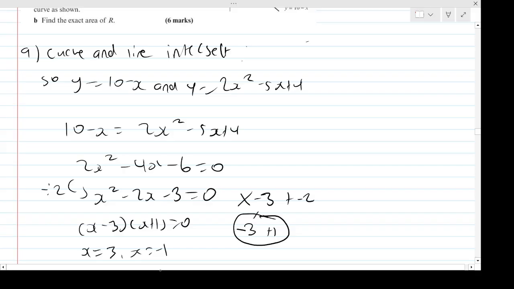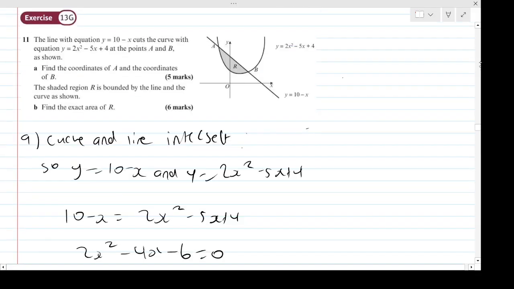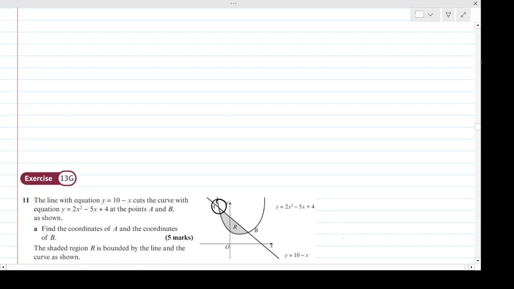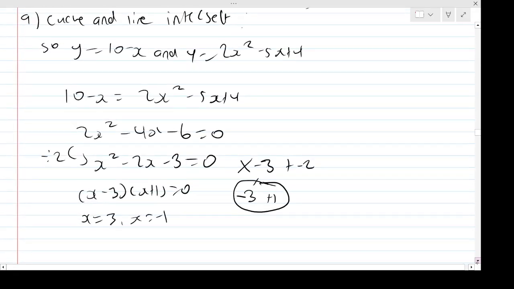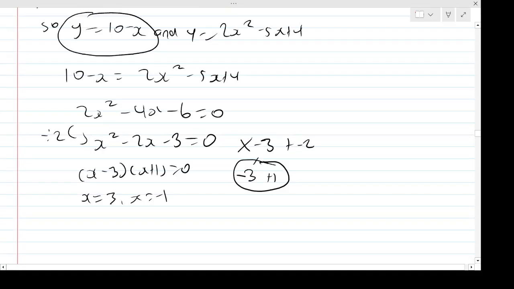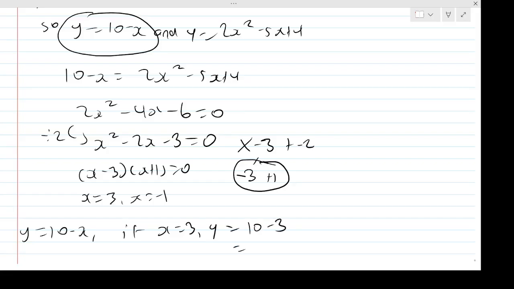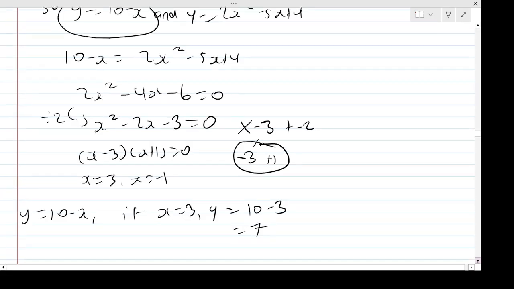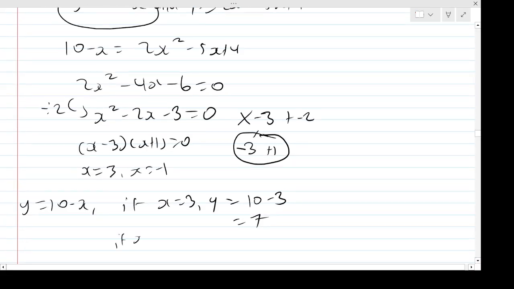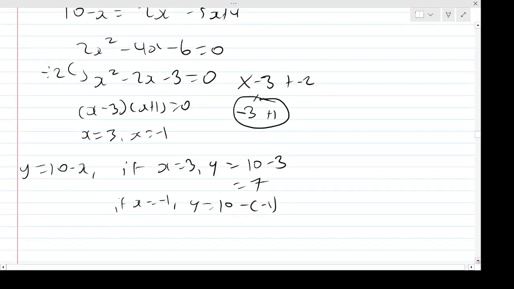And there we are. So those are my 2 points, but they want the coordinates, right? So that means I need the y values too. So I'm going to plug these two x values back into y, where y is 10 minus x. So if x is equal to 3, then y would be 10 minus 3, which is 7. And if x is equal to minus 1, then y will be 10 take away minus 1, that's a double negative, add that to get 11.